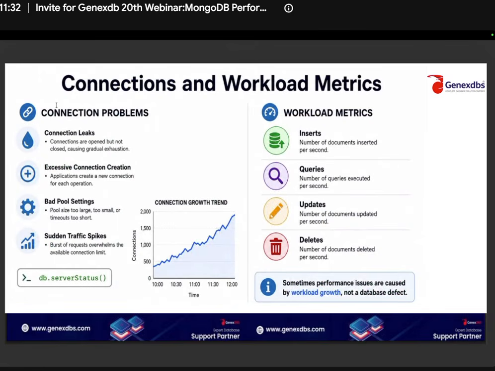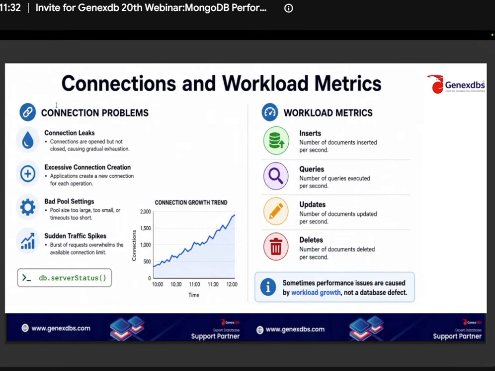Next, connection and workload metrics. Connection metrics are also one of the most common causes of MongoDB performance issues. Even a well-optimized query becomes slow if there is poor connection management. It causes different issues, like connection leaks, excessive connection creation, incorrectly configured connection pools, and sudden traffic spikes.